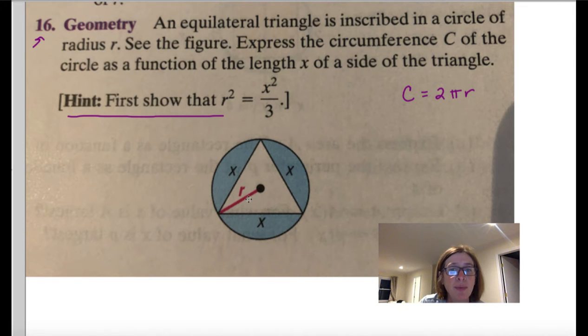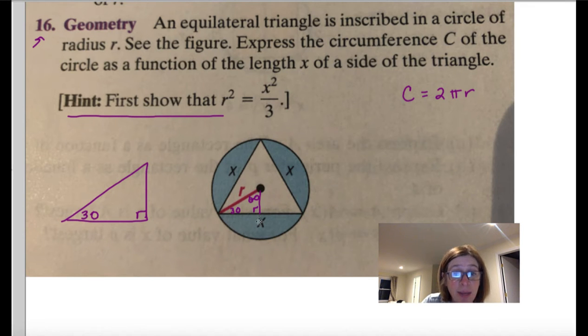Well, the first thing that we would do is recognize that this is an equilateral triangle. So if I want to find r squared, I can make a triangle right here. Here's the tricky part. This becomes 30 and this becomes 60. I'm going to pull that out to the side now. If this is 30 degrees, and x has been cut in half, then this side would become 1/2 x, and this would be r.